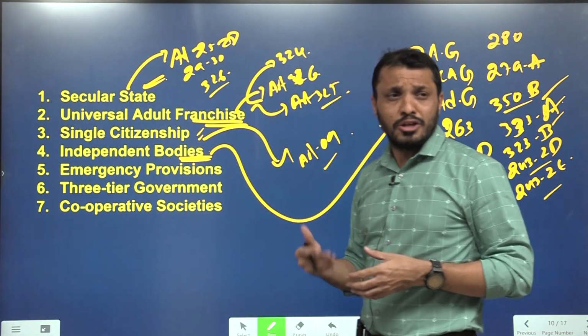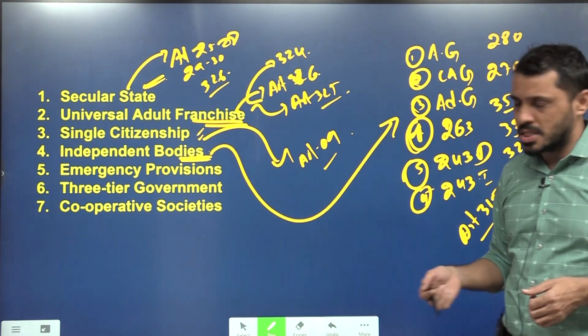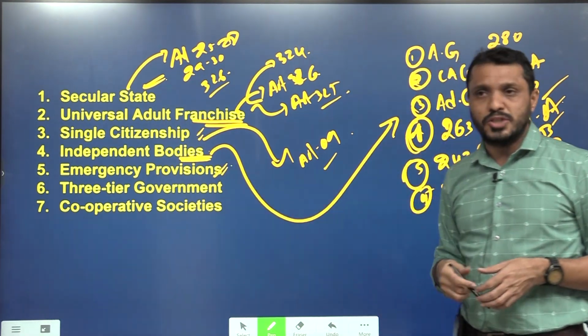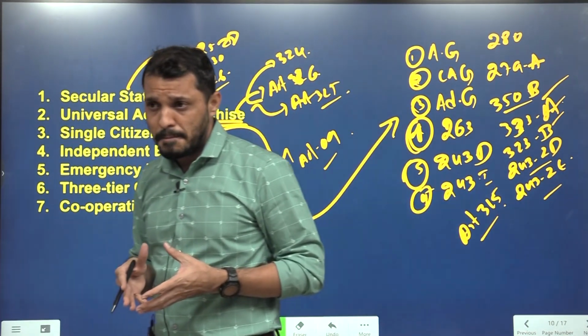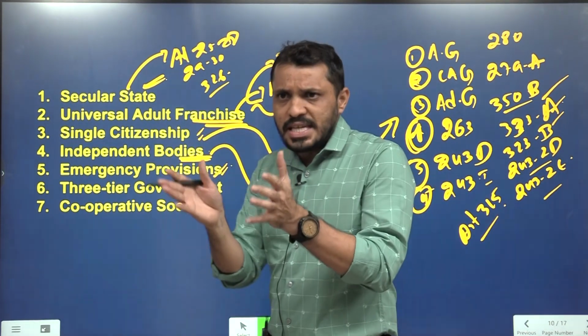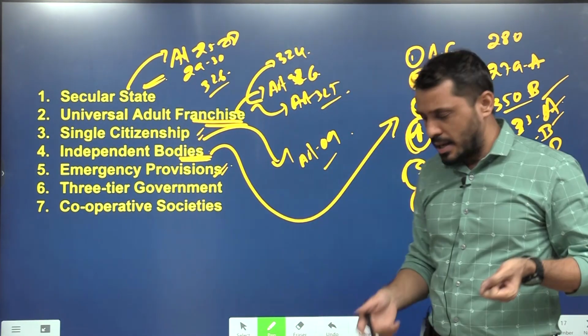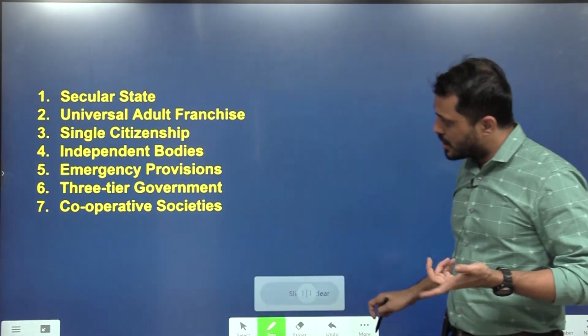Tribunals were established according to which committee's recommendation? Swaran Singh Committee. Next, emergency provisions. Tell me guys, are emergency provisions a unitary feature or a federal feature? Unitary, obviously, because the Center will assume all the powers. Emergency powers we will discuss in the respective topic.